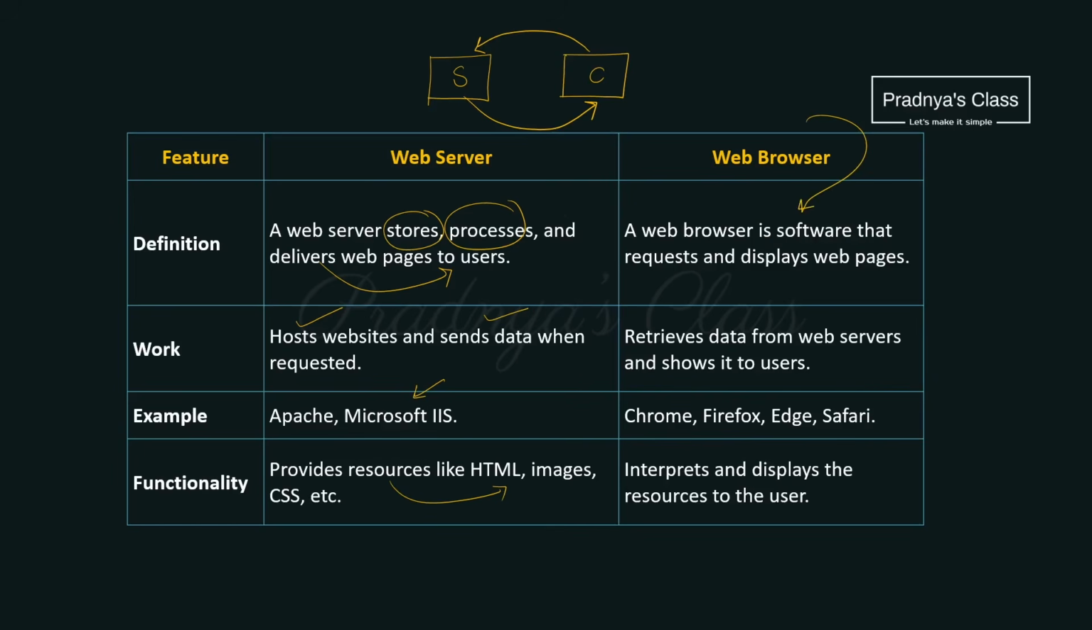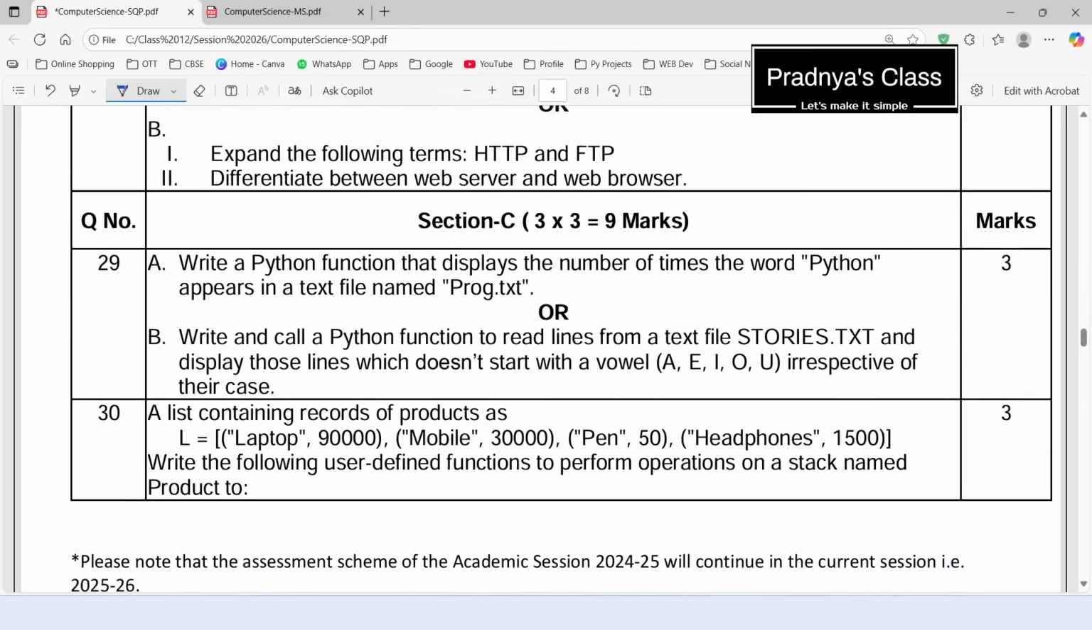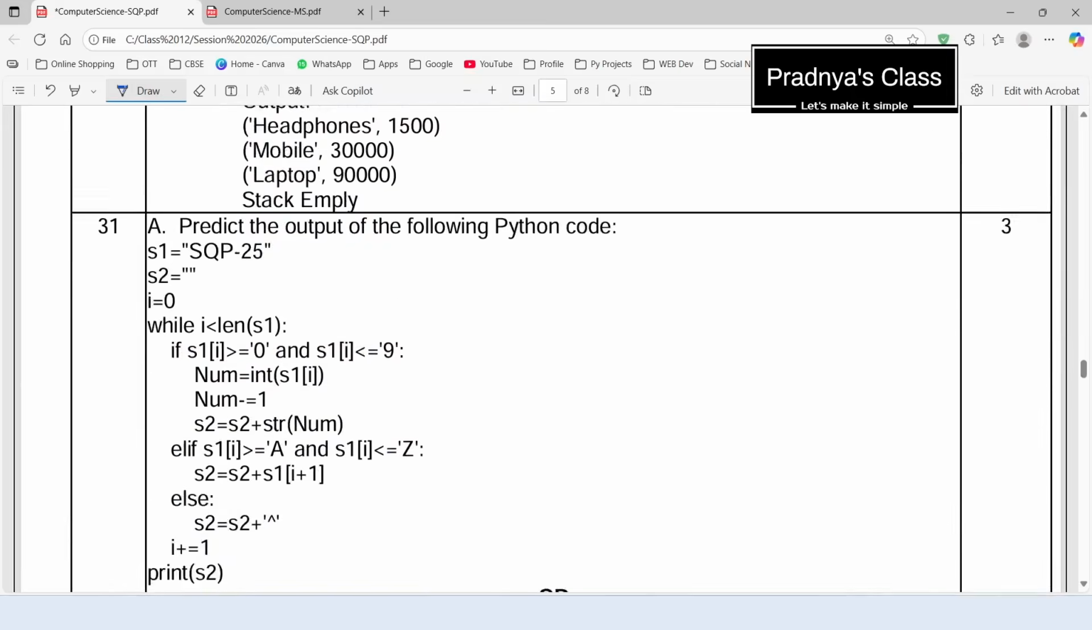What's the browser? It's software on the user's terminal. It will send a request and, according to it, display the web pages. It retrieves data from the server. Here are some examples of browsers: Google Chrome, Firefox. It generally interprets the data which is sent from the server. You can differentiate it in this way or you can write in notes format. Alright, let's move ahead and check out some more questions.